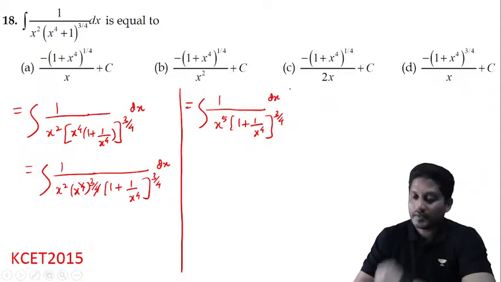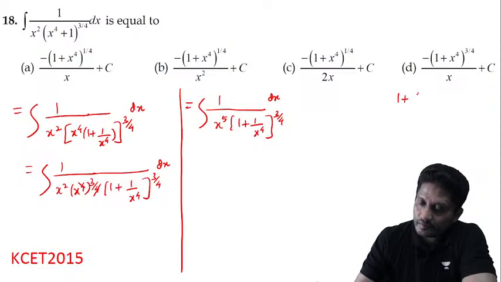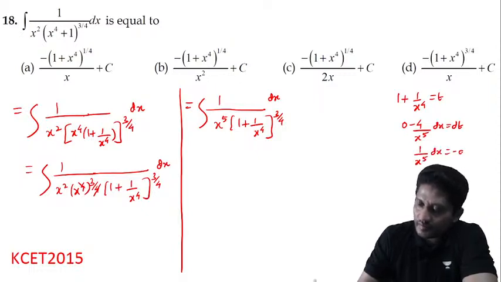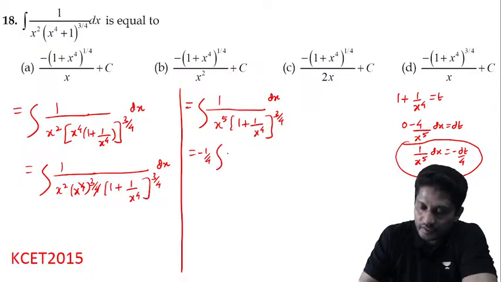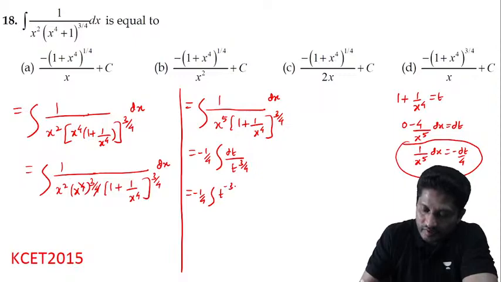Okay, now I'm going to put 1 plus 1 by x power 4 is equal to t. Differentiation of 1 is 0. 1 by x power 4 is minus 4 by x power 5 dx is equal to dt. Get 1 by x power 5 dx equal to minus dt by 4. Okay, so this is minus 1 by 4, dx by x power 5 is dt by 4 divided by t to the power of 3 by 4. I'll take this to numerator, t to the power of minus 3 by 4 and then dt.